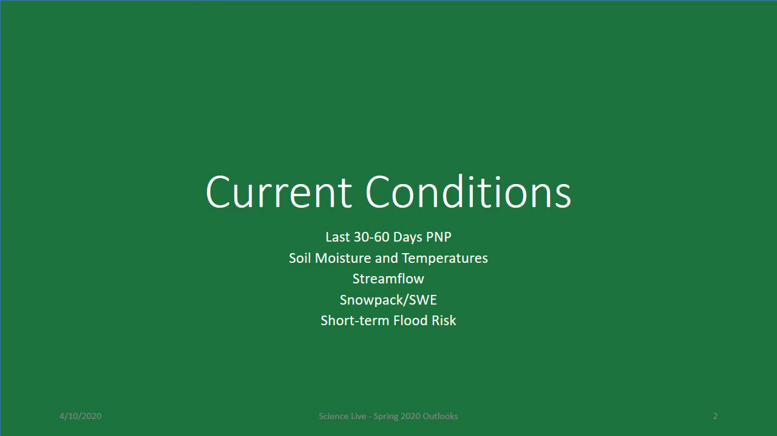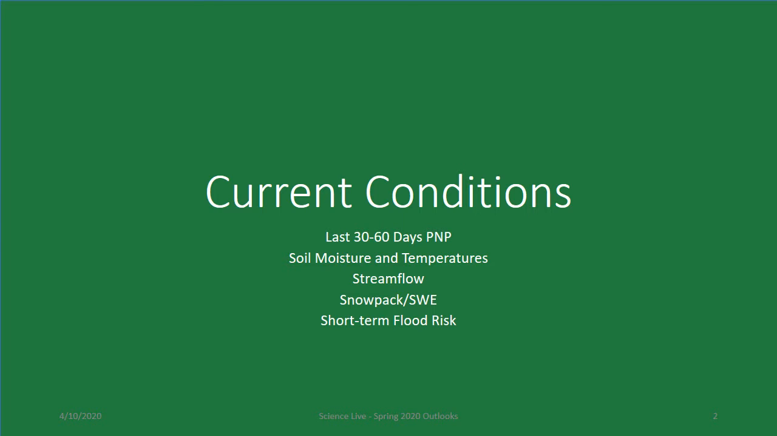Then we'll look at soil moisture, the amount of moisture within the subsoil layer, and then soil temperatures at 4 inches. This gives us an idea of how soil temperatures are warming given longer days and more daylight and getting into the warmer part of the year. Then we'll look at stream flow. Stream flow is important because it tells us by proxy about soil moisture, but also melting snowpack to the north of us.